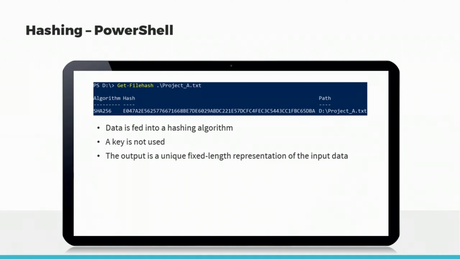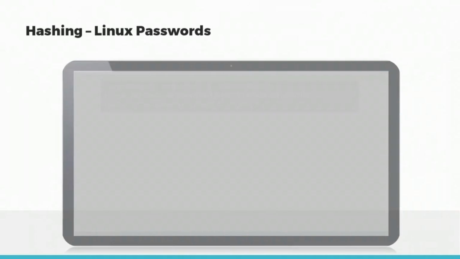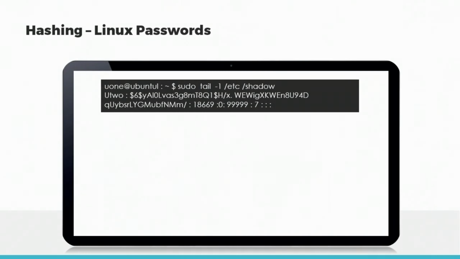That hash value can be called the hash or the hash value. It can also sometimes be called a message digest, and when the data is modified, you can generate the hash in the future and the hash will be different, which is an indicator that something has changed. Hashing can be used for a file integrity monitor or FIM solution to detect if a file has been tampered with by unauthorized users.